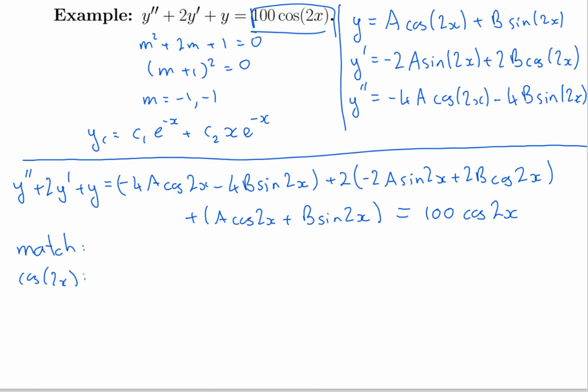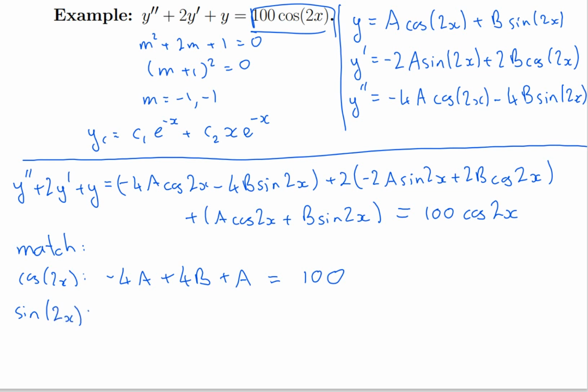So the coefficient of cos 2x. On the left hand side I've got negative 4a. You just run your eye along and write, whenever you see a cos term you stop. There's 2 times 2b, so plus 4b, plus a. I'm doing the cosines. Negative 4a plus 4b plus a. And on the right, what's my coefficient of cos 2x? It's 100.